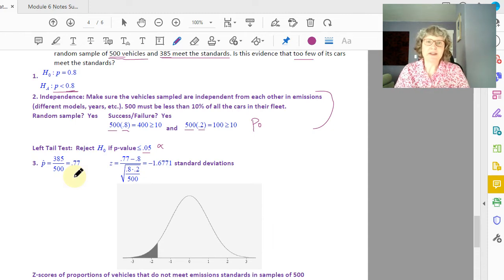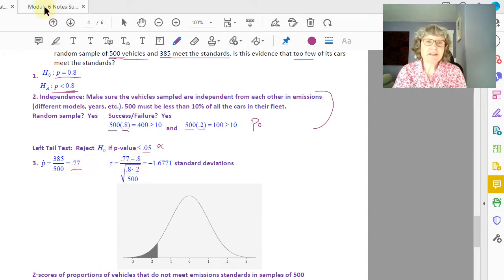That's why we have done our sampling distributions, so that we can find probabilities using the normal distribution and figure out how likely is it to get a p-hat of 0.77 if the null is true, if it's really 80% that do meet the standards. A lot of negatives in this one.